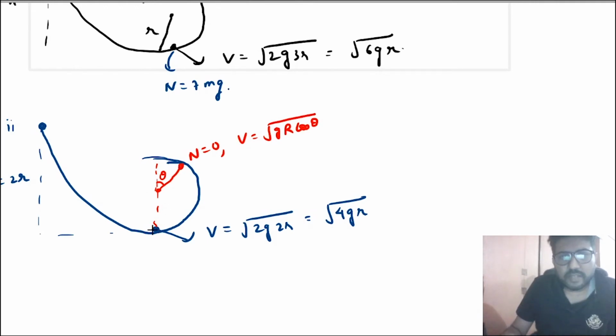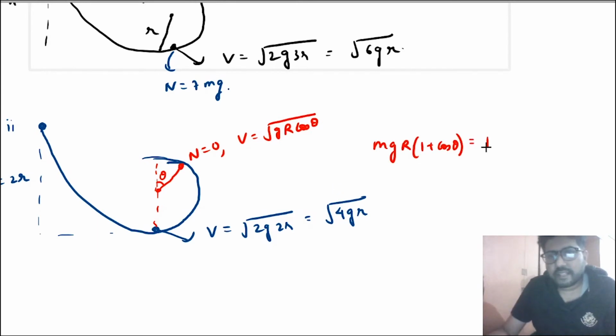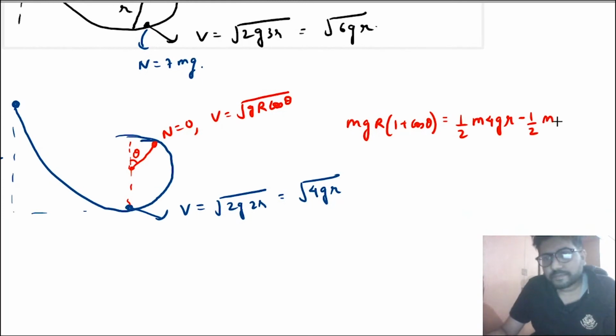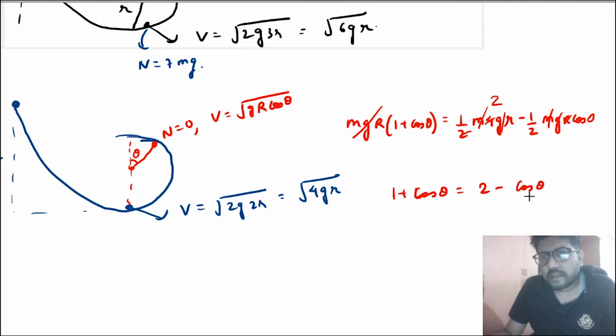Now from here to here, what is the height rise? The height rise is r plus r cos theta, right? So the gain in potential energy, mg(r plus r cos theta), has to be equal to the loss in kinetic energy, and that will be equal to half m 4gr minus half m gr cos theta. So from this, mgr cancelled out. So from this you will get 1 plus cos theta is equal to (2 minus cos theta) by 2.